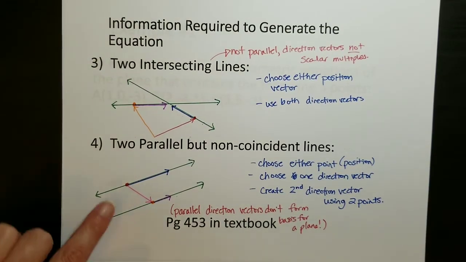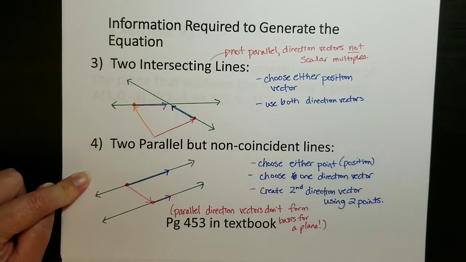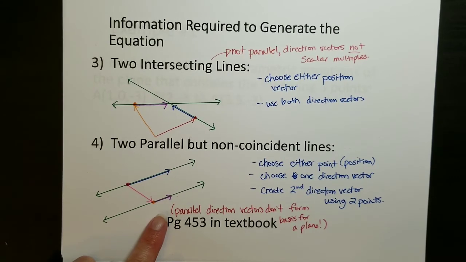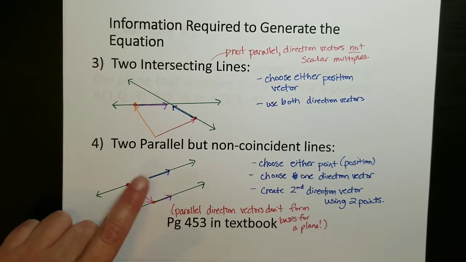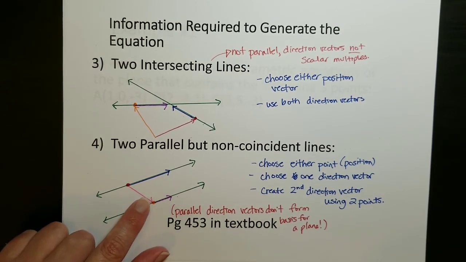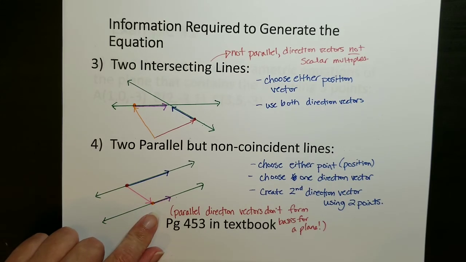So recognizing that if you're given 2 lines, it could be either one of these 2 cases, it's important to watch out for whether those lines are parallel and recognize that you can't just use both of those direction vectors if they're scalar multiples. You have to create a different direction vector going in another direction using the 2 points, one from each line.